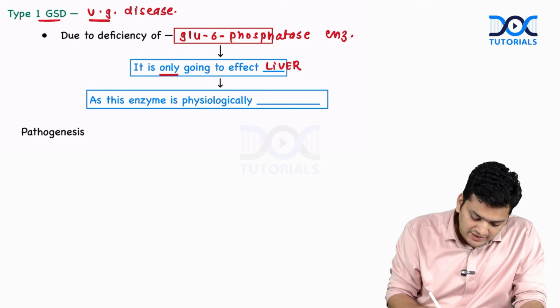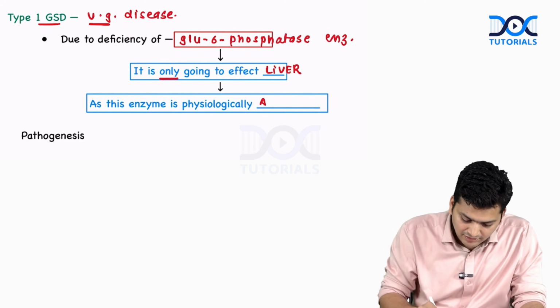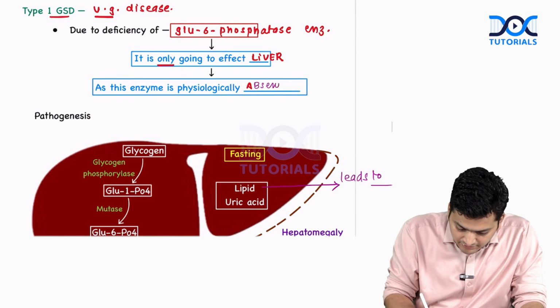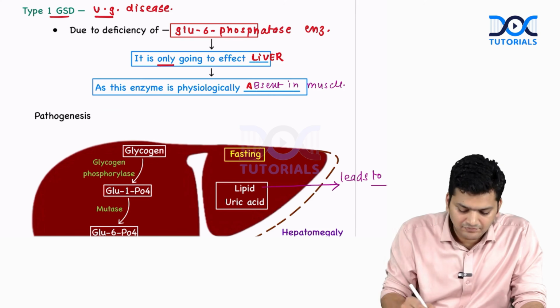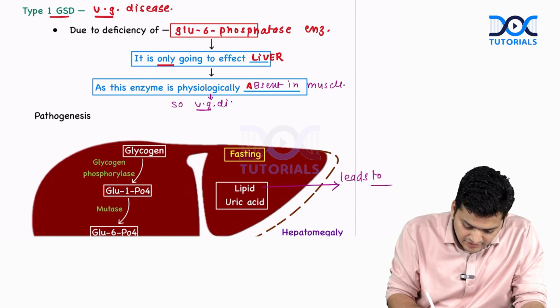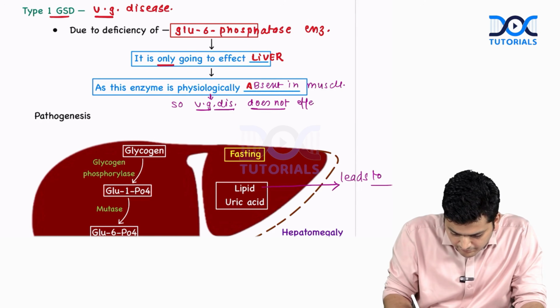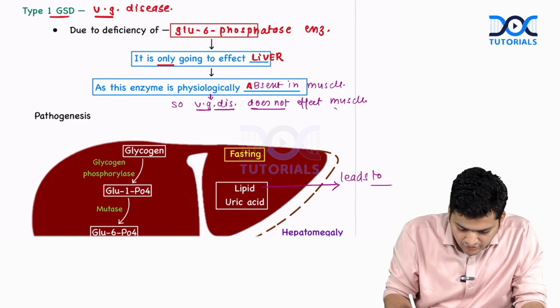So as this enzyme is physiologically absent in the muscle, this disease will not affect the muscle. So von Gierke disease does not affect the muscles.